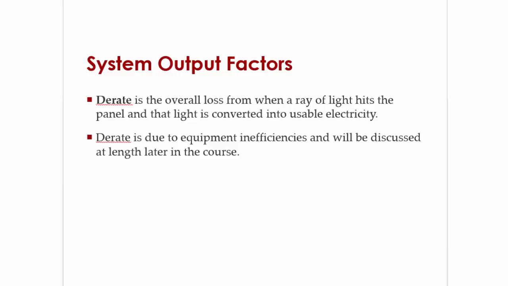D-rate is the overall loss from when a ray of light hits the panel and that light is converted into usable electricity. D-rate is due to equipment inefficiencies and will be discussed at length later in this course.